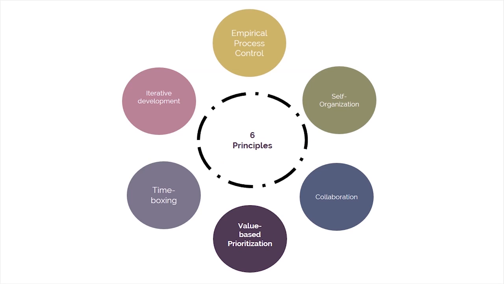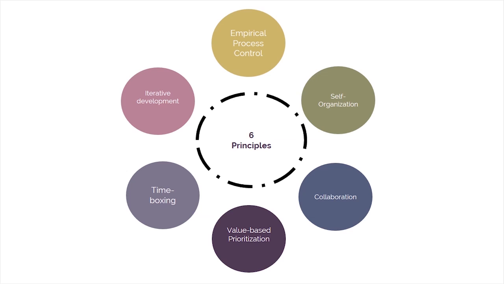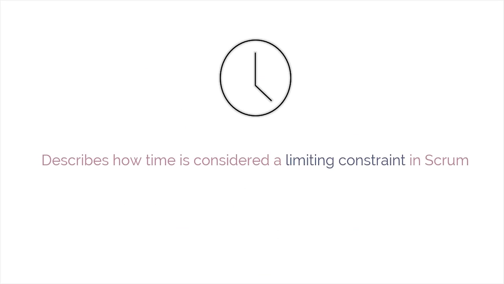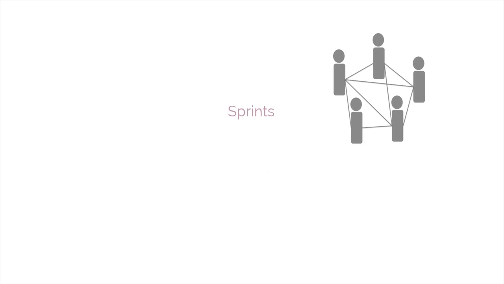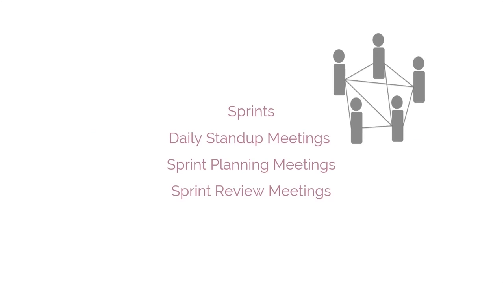This principle highlights the focus of Scrum to deliver maximum business value, beginning early in the project and continuing throughout. The fifth principle is time boxing. This principle emphasizes time as a limiting constraint in Scrum. Time boxing is used to help effectively manage project planning and execution. Time-boxed elements in Scrum include sprints, daily stand-up meetings, sprint planning meetings, and sprint review meetings.